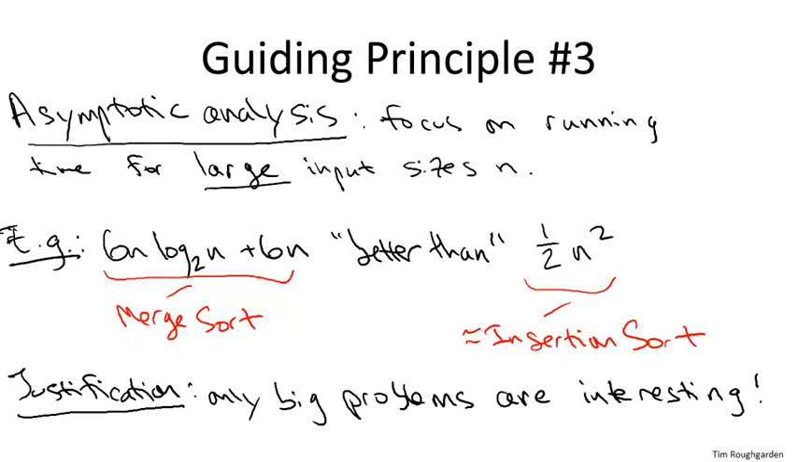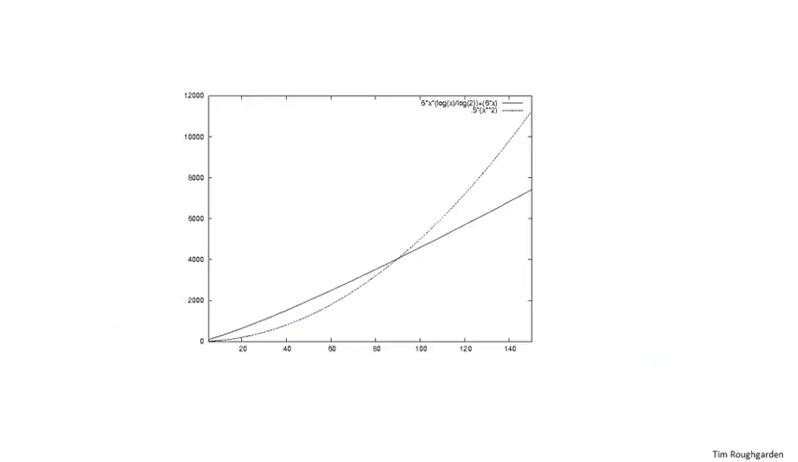So to drive this point home, let me show you a couple of graphs. What we're looking at here is a graph of two functions. The solid function is the upper bound that we proved on merge sort. So this is going to be 6n log base 2 of n plus 6n. And the dotted line is an estimate, a rather generous estimate, about the running time of insertion sort, namely 1/2 times n squared.